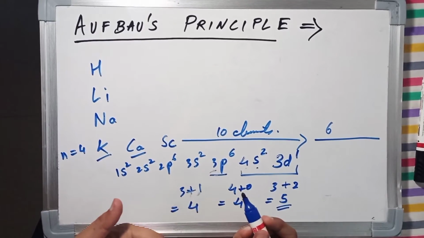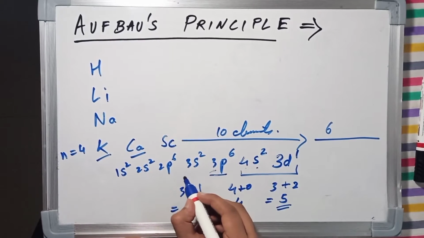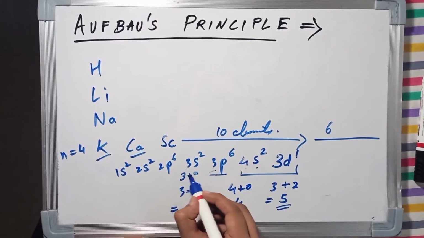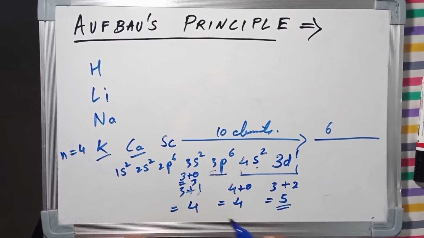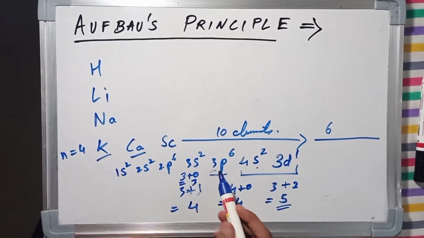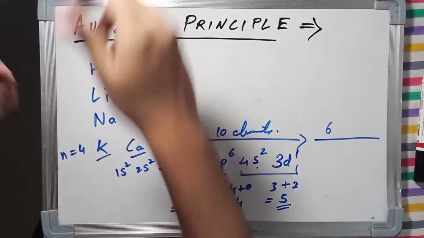Now the n plus l value of 3s is 3 plus 0, which is 3, right? So 3s was filled before 3p.